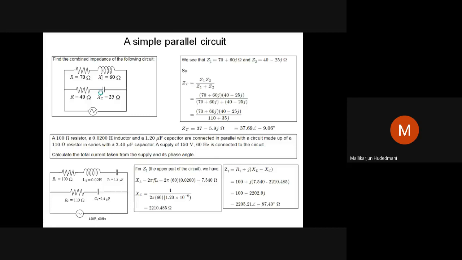Very simple. How do I do it? Z2 equals R2 plus j, XL minus XC. XL is 0 here because there is no inductor in this part. So 0 minus j XC. When I simplify, I'll get it in rectangular format, and for polar, I have to shift using the calculator.